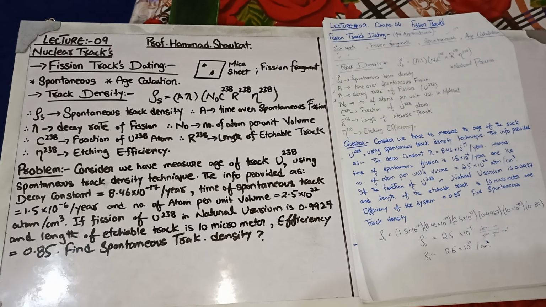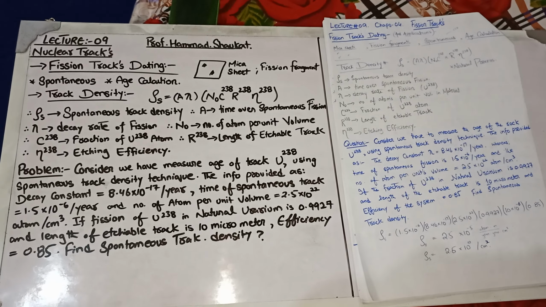For simplicity and clarity of presentation, we neglect for the present the fact that the concentration of uranium-238 changes slowly with time. The half-life of uranium-238 is basically 4.51 into 10 raised to the power 9 years, because of the alpha decay.